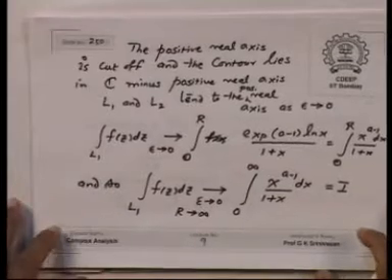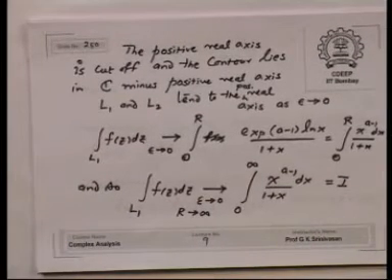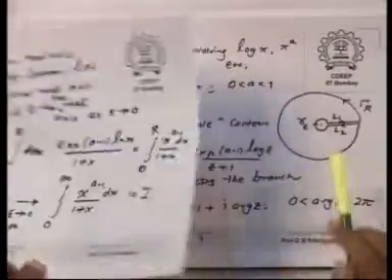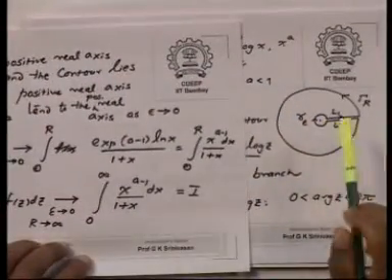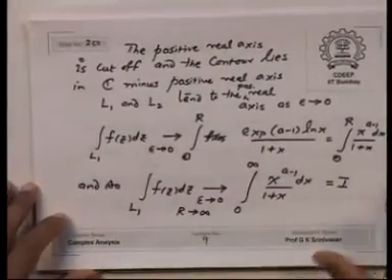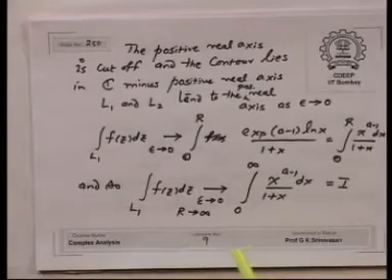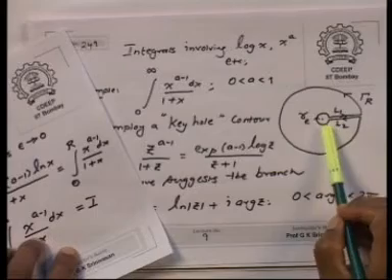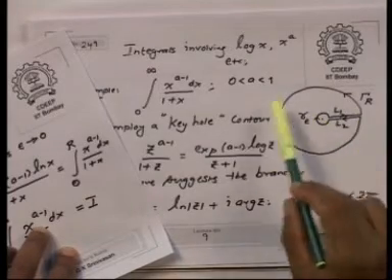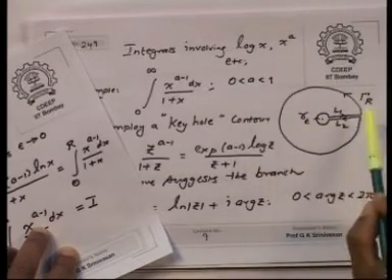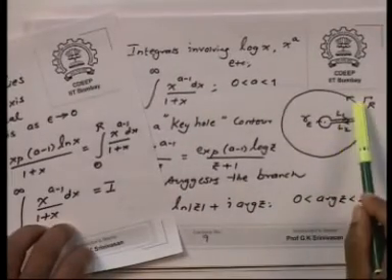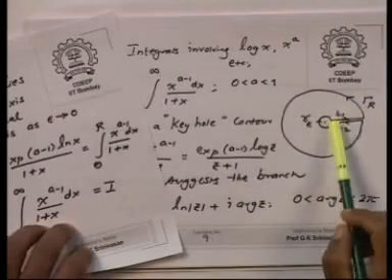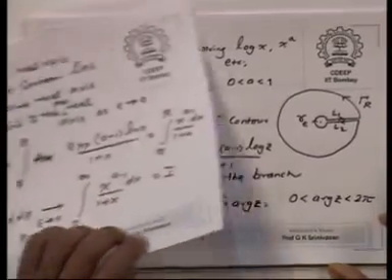So, the positive real axis is cut off and the contour lies in C minus the positive real axis. L1 and L2 in the picture approach the positive real axis as epsilon goes to 0. What is epsilon? Epsilon is the radius of the little circle here and r is the radius of the big circle here. So, the contour consists of 4 pieces: L1, L2, gamma r and gamma epsilon, right. So, please remember the contour.